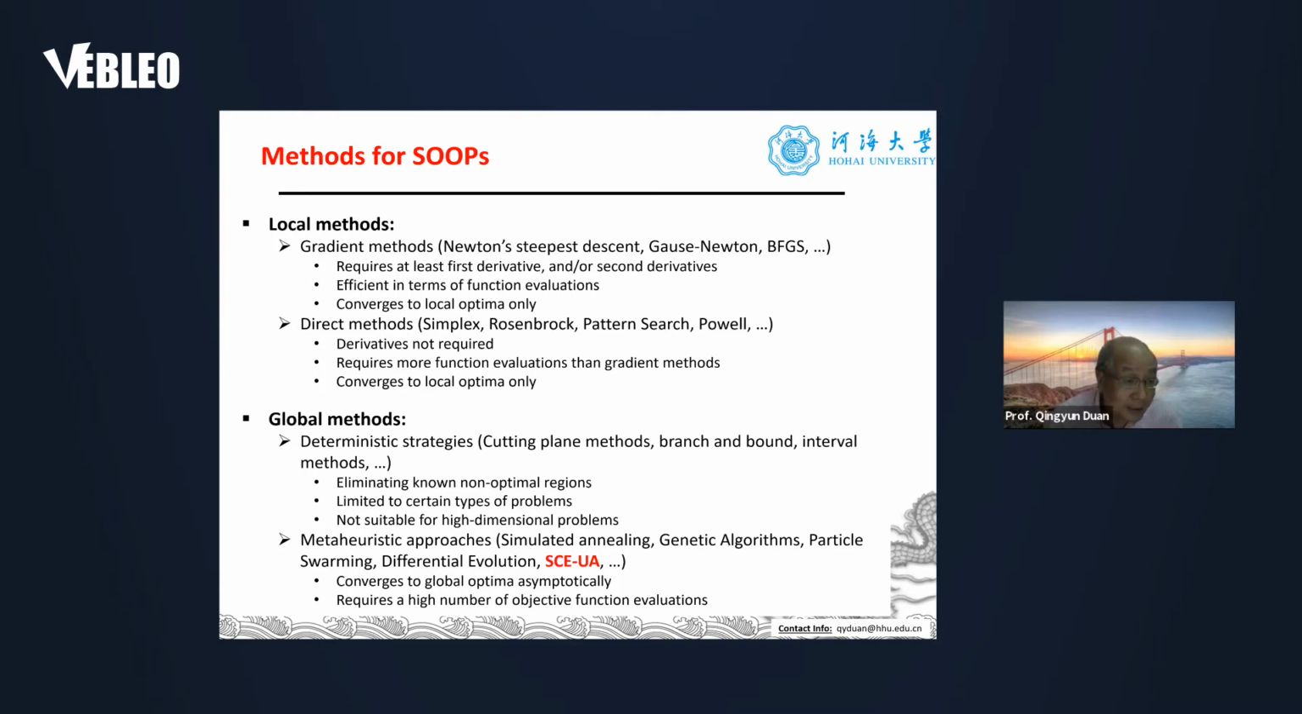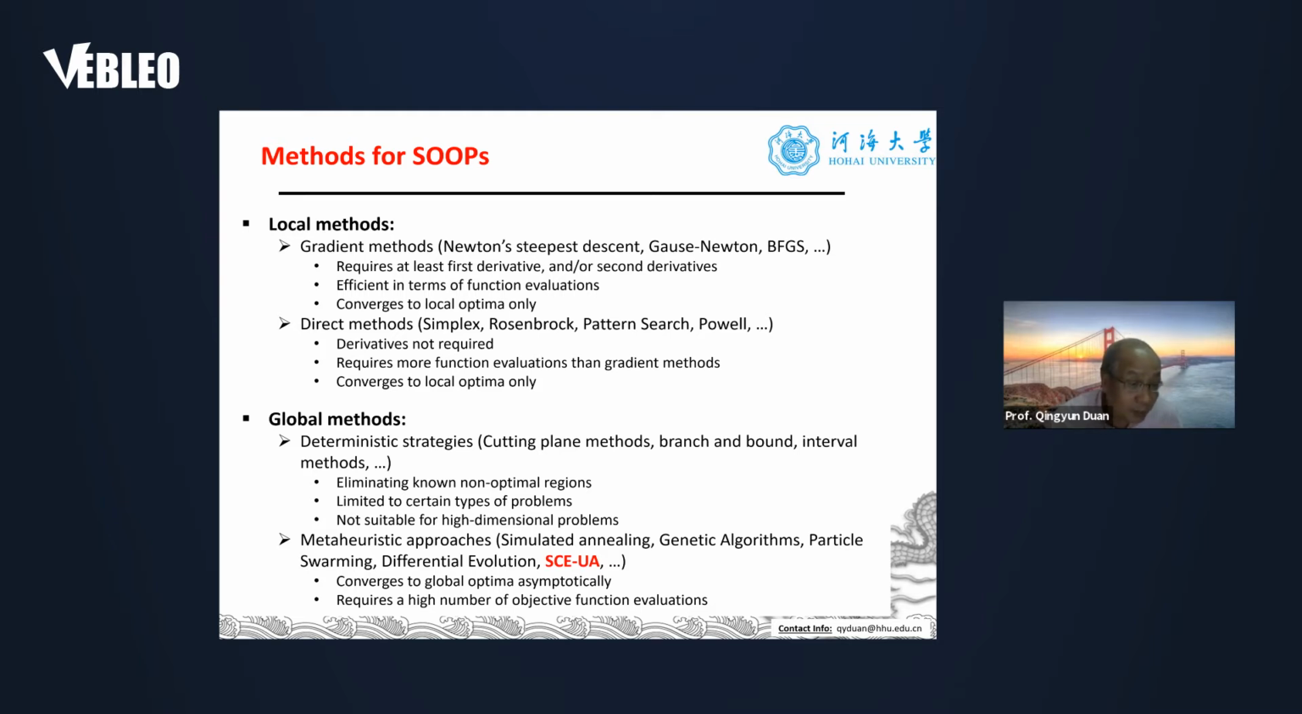And then the second category of local methods is direct methods. This kind of method doesn't need to compute the derivatives, but may be more funky variations compared to the gradient methods. Both of those are local methods, which means they can only converge to a local optimum. So it cannot meet our needs. So we have to work with global methods.